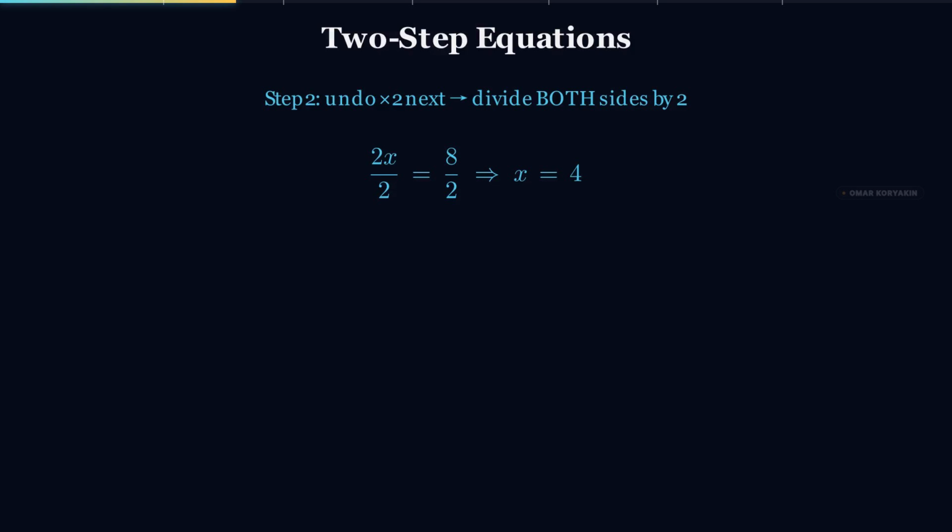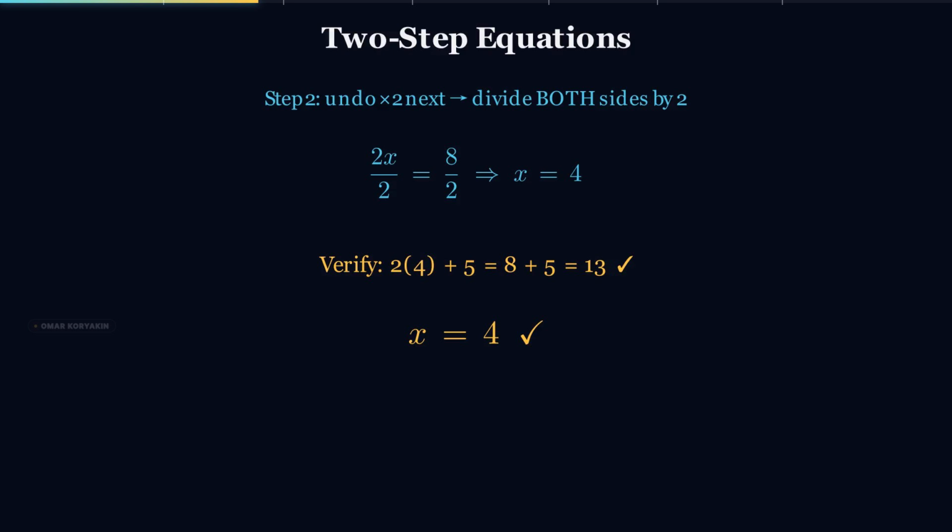Step 2. Apply the inverse of the addition or subtraction first to both sides of the equation. To undo plus 5, subtract 5 from both sides. The left side becomes 2x plus 5 minus 5, which simplifies to 2x. The right side becomes 13 minus 5, which equals 8. The equation is now 2x equals 8, which is the one-step form from Lesson 1.